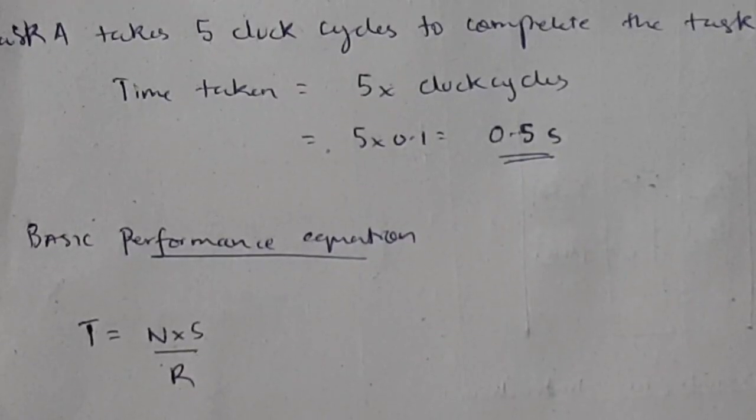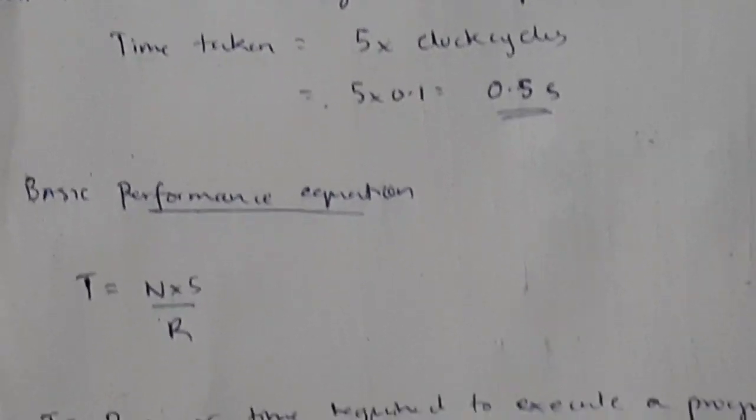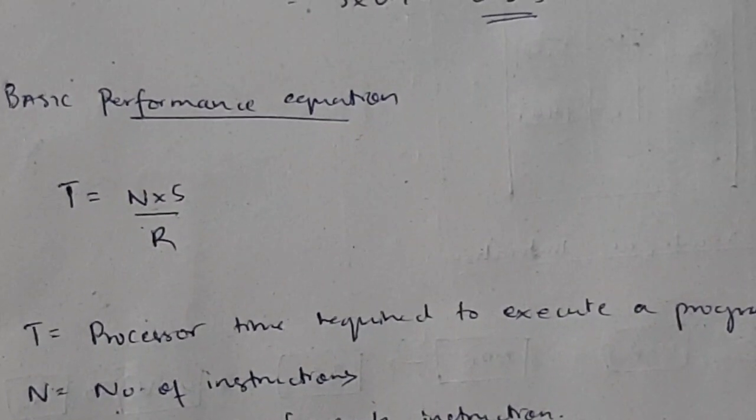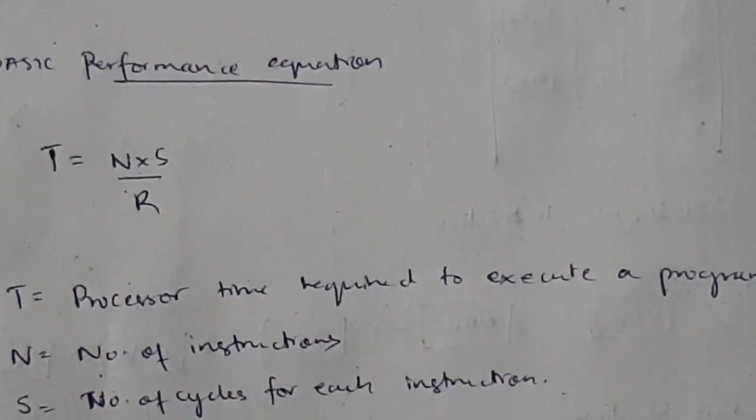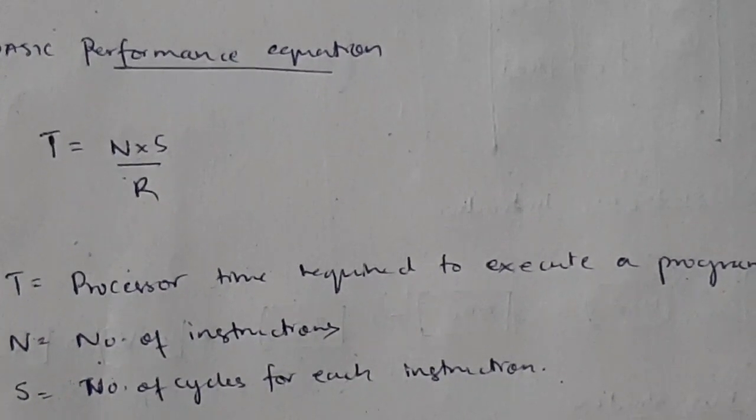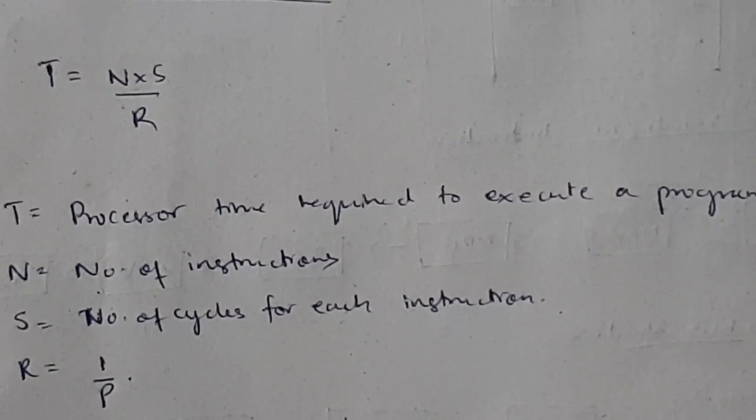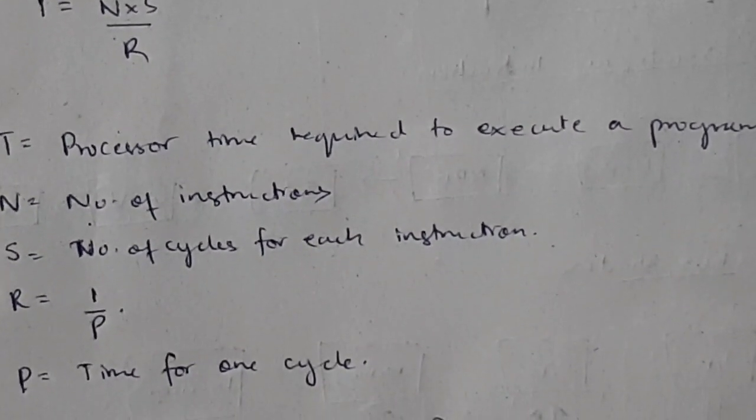The basic performance equation is this: T is equal to N S by R. Now what are these things? T is the time required to execute the whole program, N is the number of instructions, S is the number of cycles for each instruction, and R is equal to 1 by P. P is the time for one cycle.